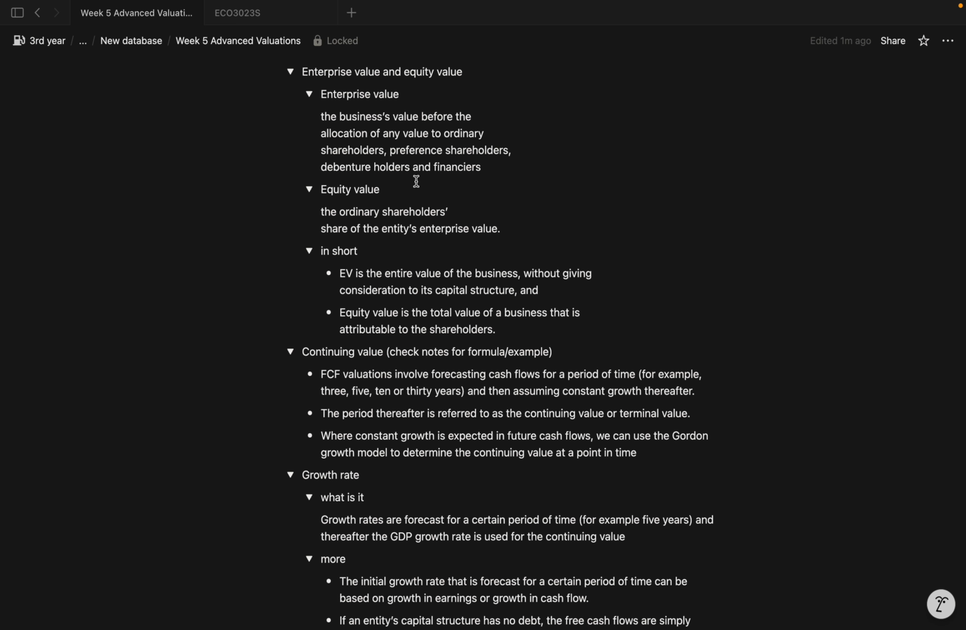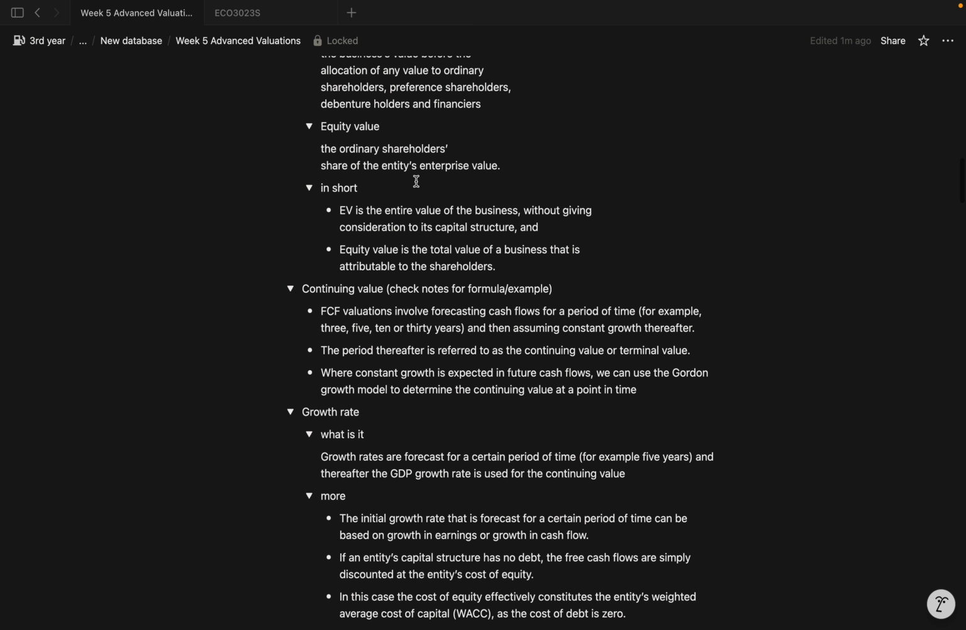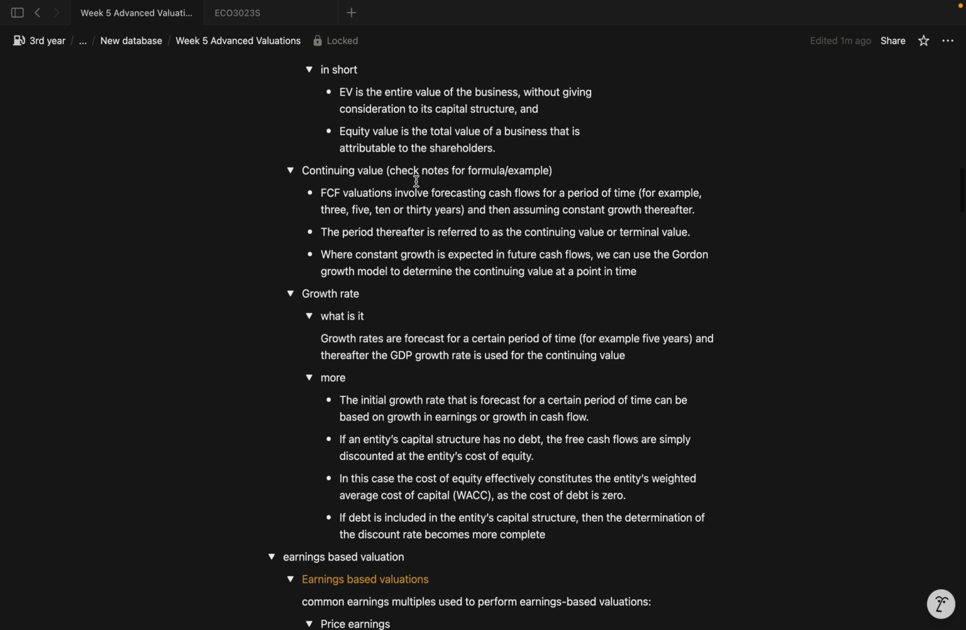So enterprise value, so that is the value of a business before you allocate any value to ordinary shareholders, preference shareholders, debenture holders, and financiers. And the equity value, very important, is the ordinary shareholders' share of the entity's enterprise value. So that's equity. And that's why you'll often see when you calculate enterprise value, you're going to have to subtract things like borrowings to get to equity value, because equity value is just ordinary shareholders' share of the entity's enterprise value. So the enterprise value is the entire value of the business, and equity value is the value of the business attributable to the shareholders.